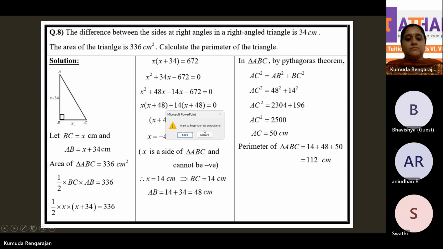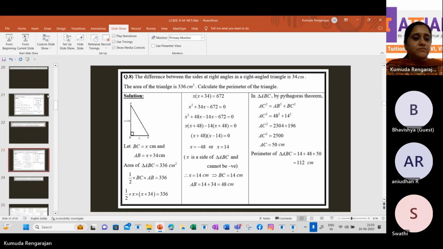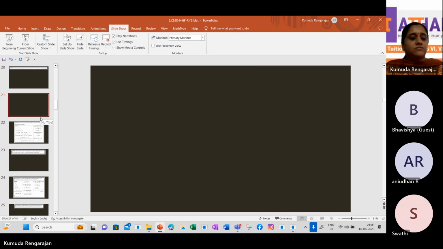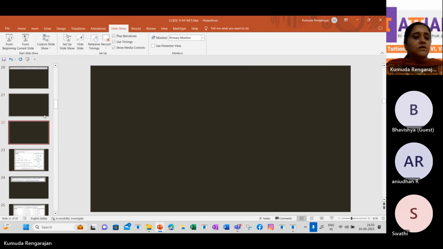Now, factorize by splitting the middle term.